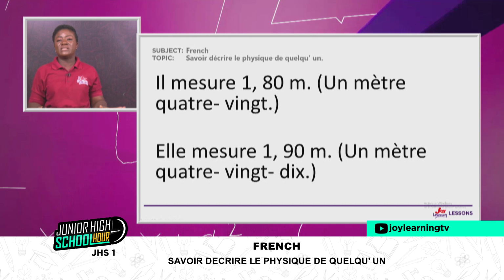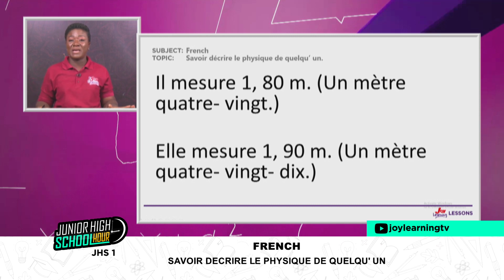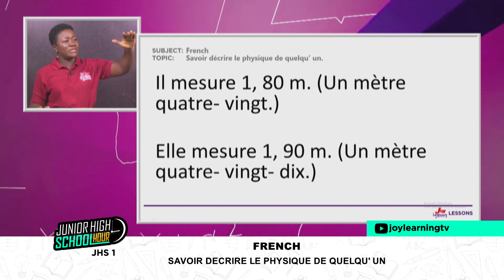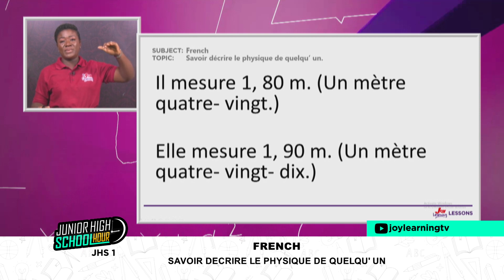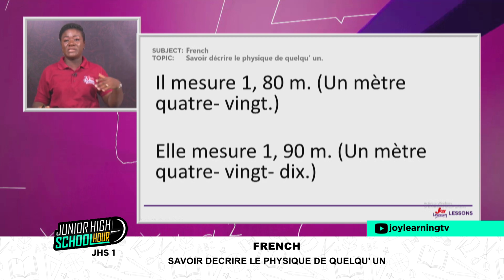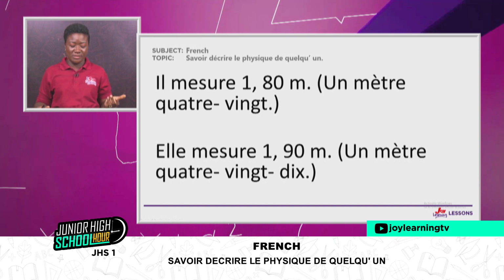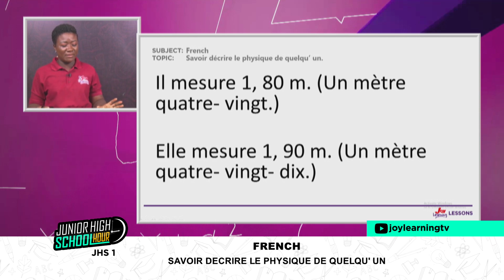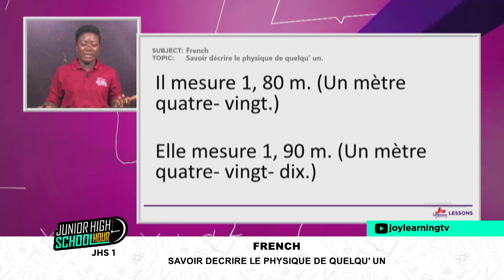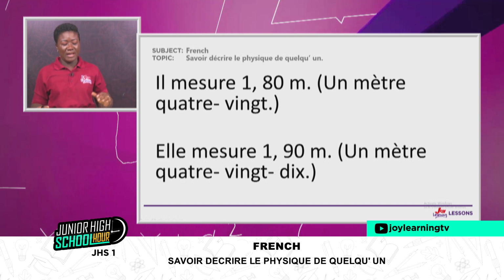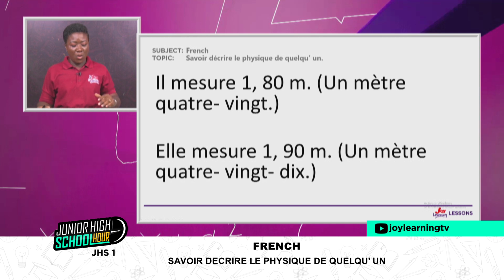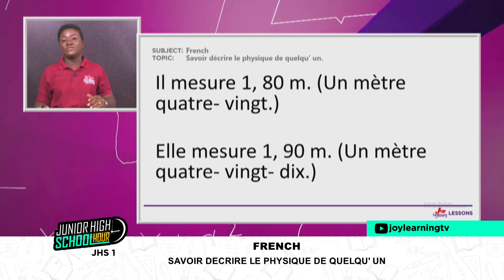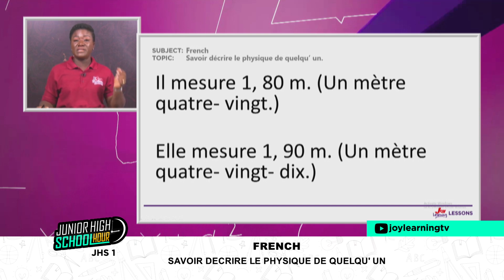Now, we are going to the specifics. That is, we are giving the specific height of the person. When you put the device used to measure someone and the person stands by it, you want to read it and tell the exact height of the person. This is how you will state it. Il mesure 1,80 m. That is an example. Or if the person is a female, elle mesure 1,90 m. That is, if the person is 1,90 m.